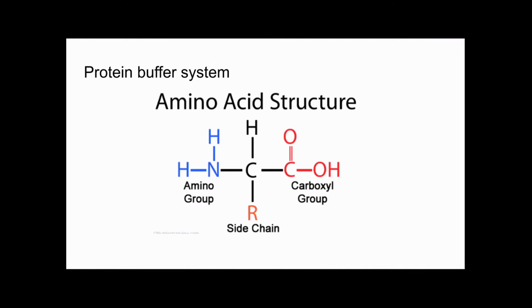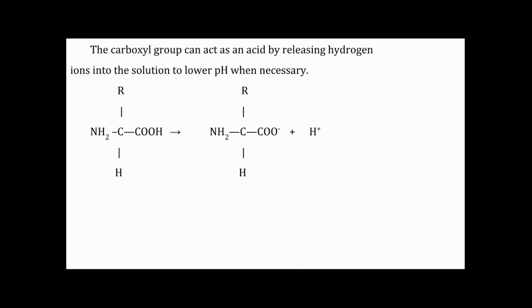Amino acids are floating in 3 dimensions, so it doesn't have to be on the right and on the left. I'm just saying that so we know where we're looking on the diagram. On the right here we have the carboxyl group, which is a carbon double bonded to an oxygen, and then a single covalent bond to another oxygen that has a hydrogen bonded to it. That's the carboxyl group. The carboxyl group on an amino acid can act as an acid by releasing hydrogen ions into the solution to lower the pH when necessary.